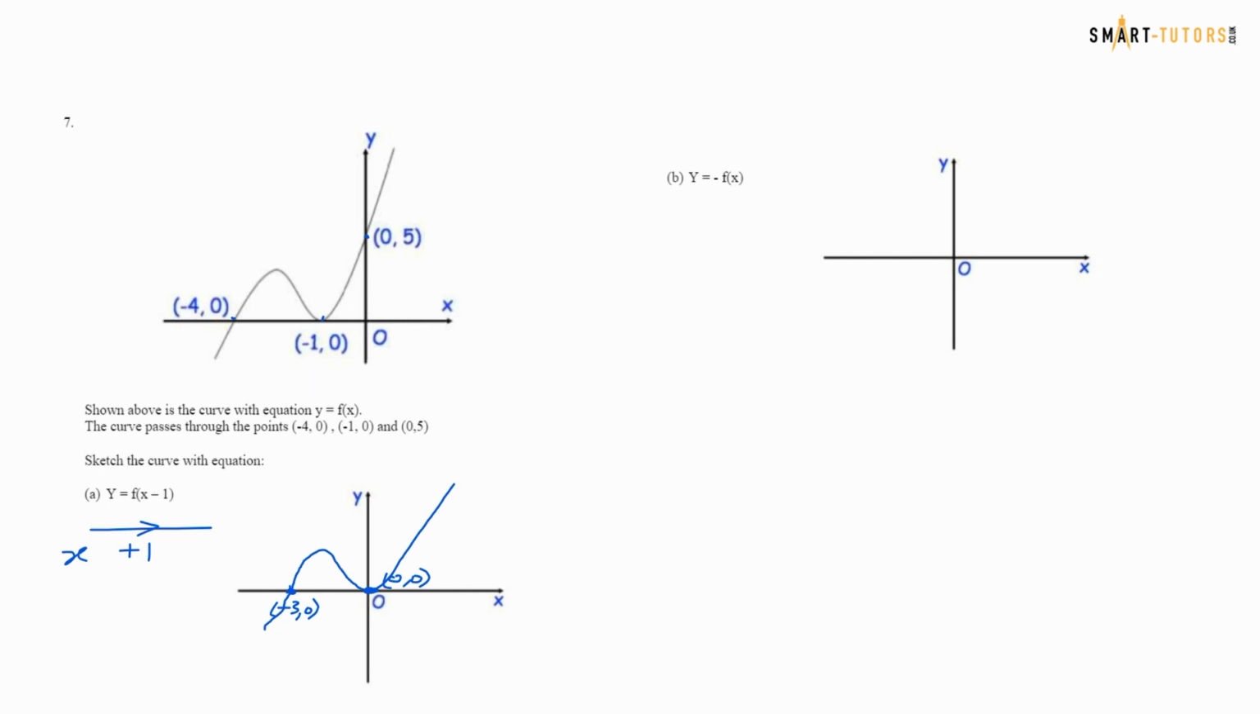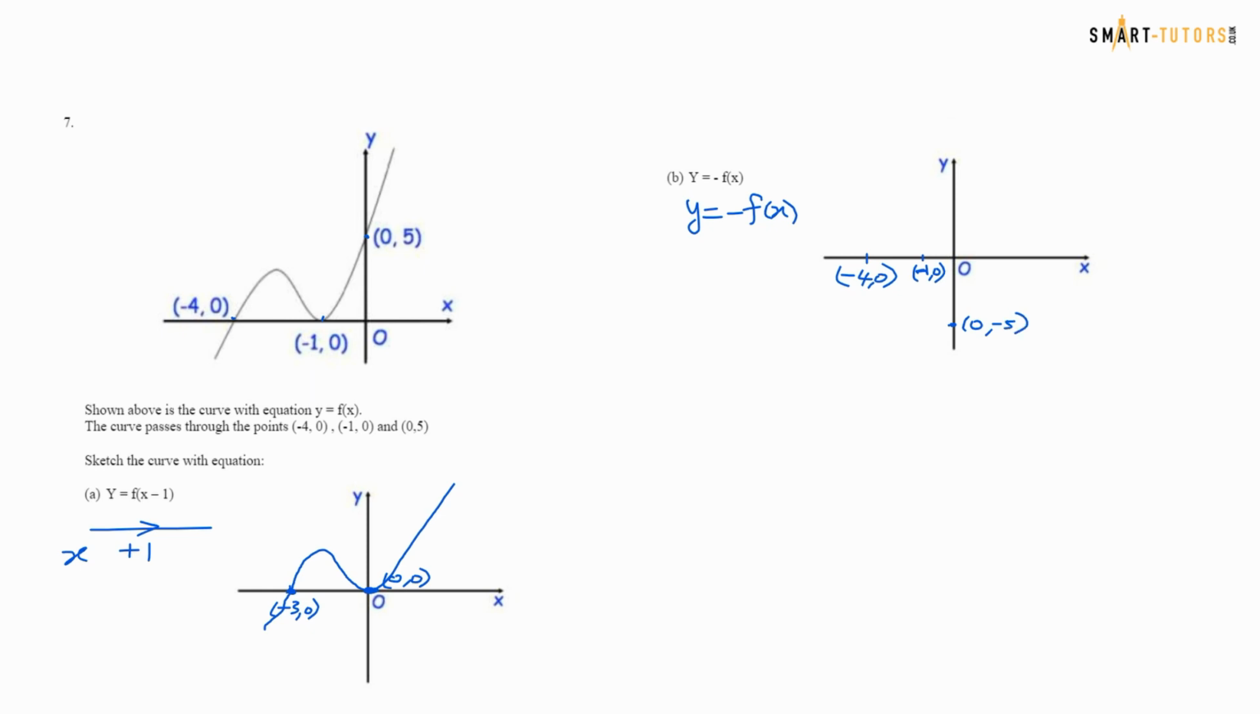And the next one, y equals minus f of x. So minus f of x means it's going to be a reflection on the x-axis. So minus 4, 0 on the x-axis is going to be minus 4, 0. And minus 1, 0 is going to be minus 1, 0. And that 0, 5 comes here as 0, minus 5.